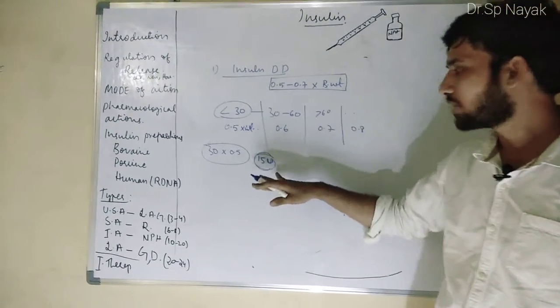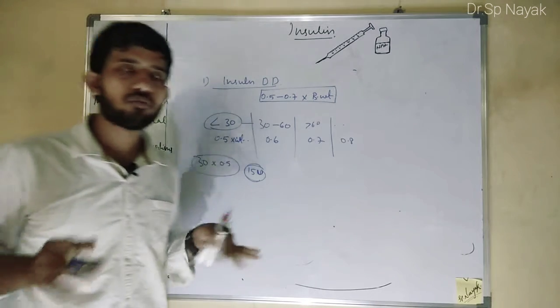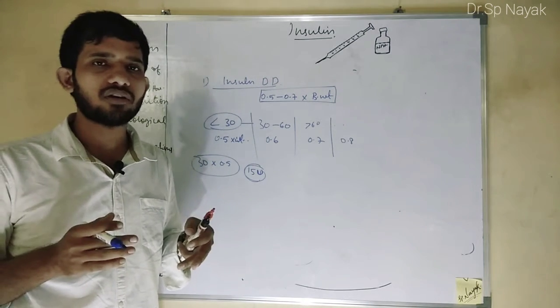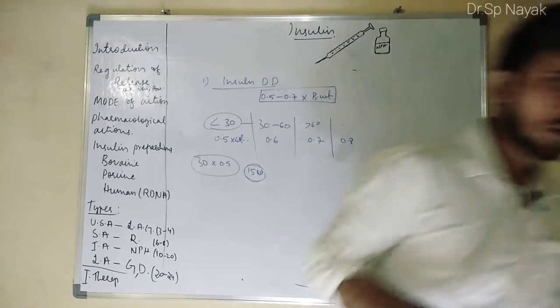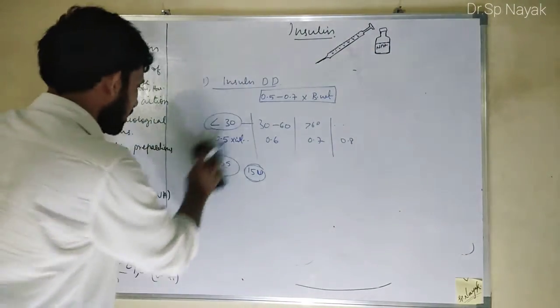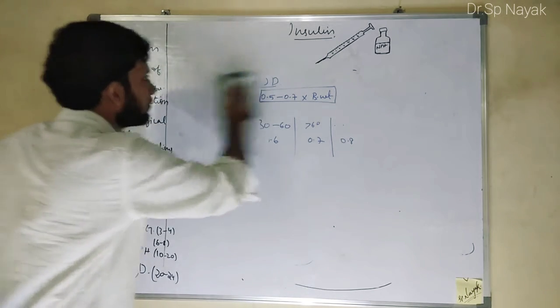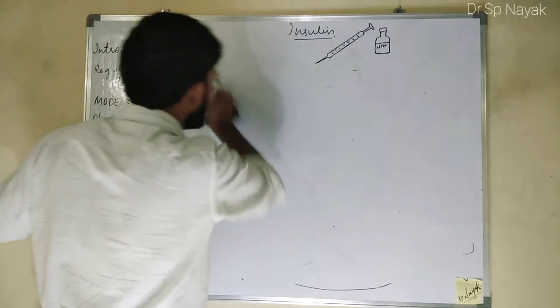So we have to calculate the dose from the 15 units. So in the morning we have to prescribe 10 units. Depending on the other, we have another principle: how should insulin be given in the morning dose, afternoon dose, and how should it be given in the night dose. So this is about insulin daily dose.